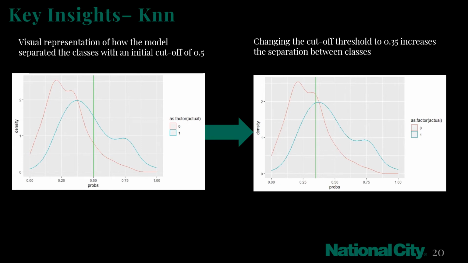Again, for the KNN model, you can see how the model separated the classes with an initial cutoff of 0.5. And you see that the classes were not separated properly when you use 0.5. By changing the threshold to 0.35, I can see a better separation between the classes.